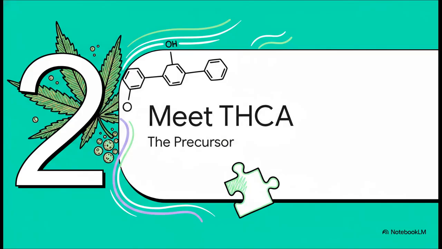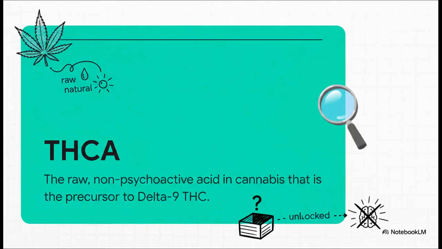To really get this, we have to go right inside the raw cannabis plant. And that means we need to introduce the main character of our story today, a molecule called THCA. Okay, so what exactly is THCA? Well, think of it as the parent molecule. It's the raw, natural acid found in the cannabis plant before it becomes the delta-9 THC we're all familiar with. And the two most important things to remember here are raw and non-psychoactive. Yep, in this form, it's not going to give you those classic effects. It's pure, locked-up potential, just waiting for the right key.